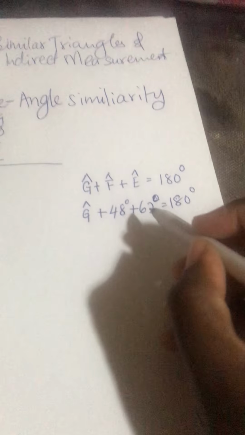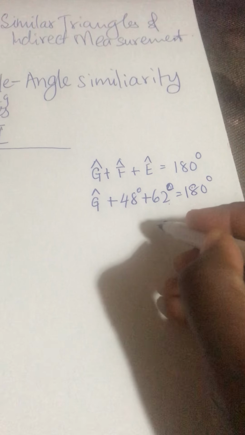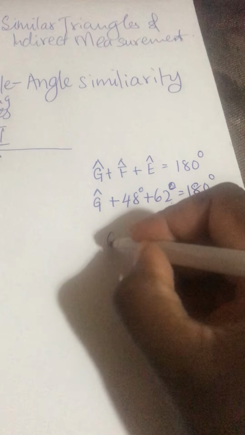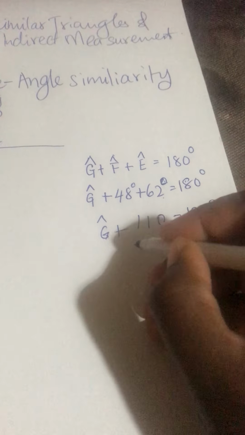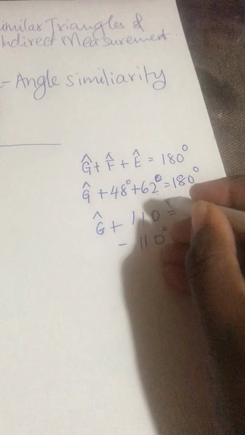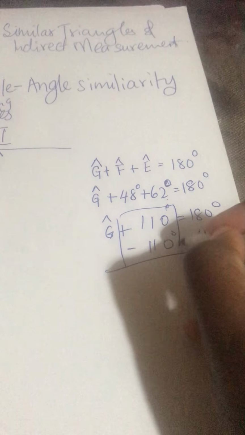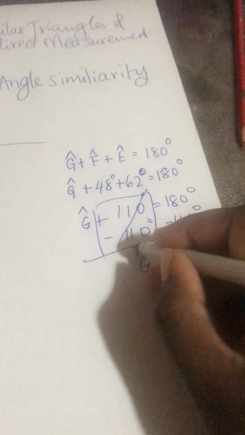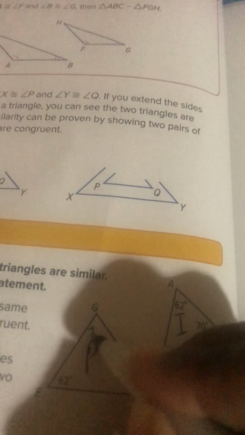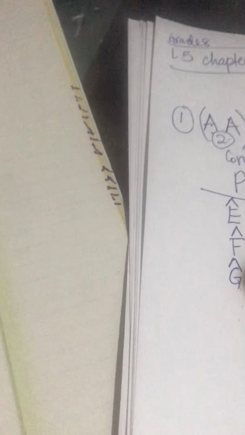180 degrees. After I do that, I will add this: 110. So angle G plus 110 equals 180 degrees, minus 110, minus 110. This goes away. Angle G equals 70 degrees. So I come here in my work and I put 70 degrees. So G goes with C.